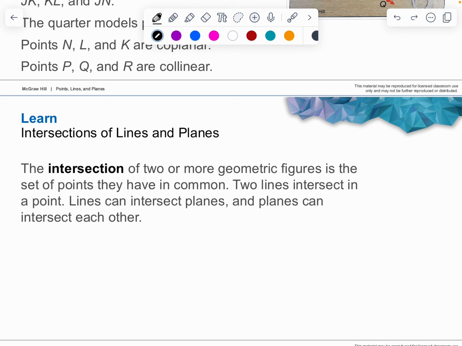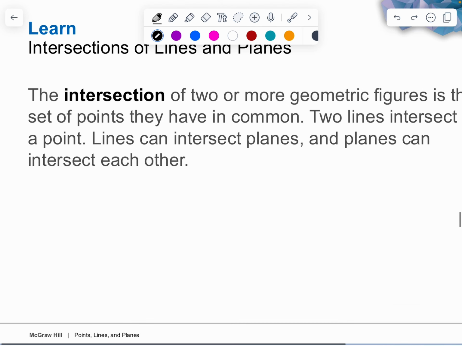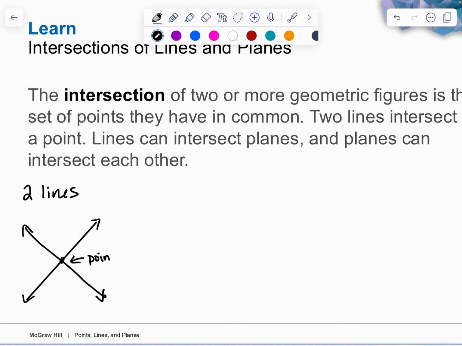Two lines intersect at a point. Two planes intersect at a line. So, to show that, if we have two lines, we go like this. There we go. At a point. They intersect. Cool?